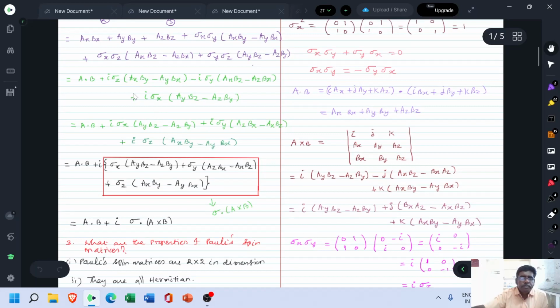Then in order to change this negative sign into positive, interchange the terms. This ax bz minus az bx is changed as az bx minus ax bz. Here the minus is changed as plus.